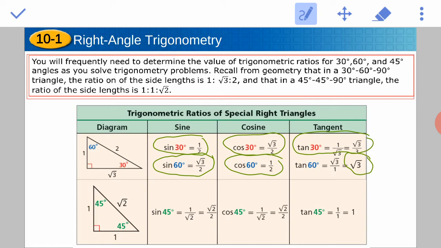Another special right triangle, the 45-45-90. Sine 45 is equal to cosine 45. Both of them equal square root of 2 over 2, or 1 over square root of 2. Tan 45 is equal to 1.